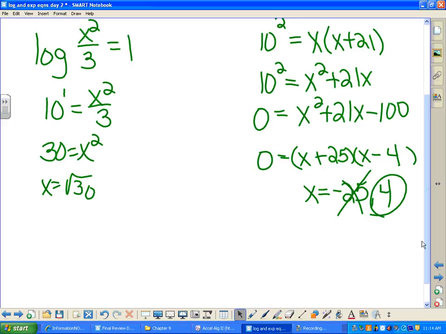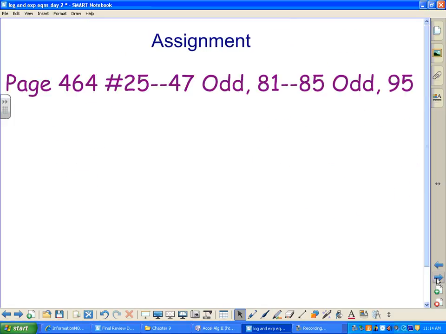Okay. Any questions on these log equations? So 2 new things today, log equations and your change of base formula. Okay? You may see some exponential equations mixed into your assignment as well, but here's your assignment.